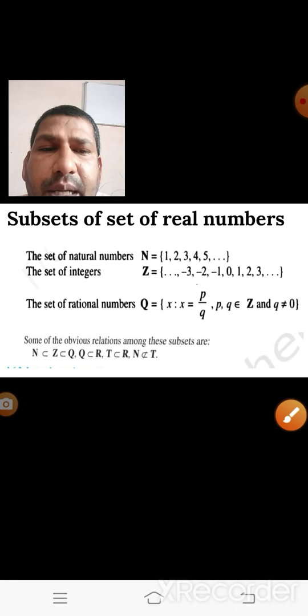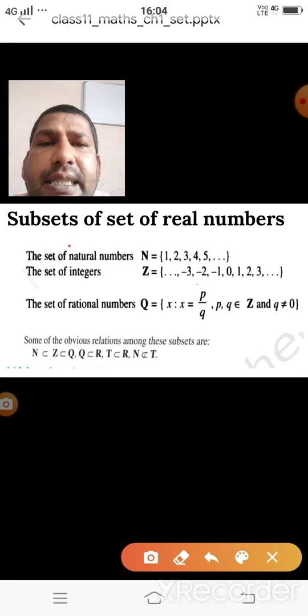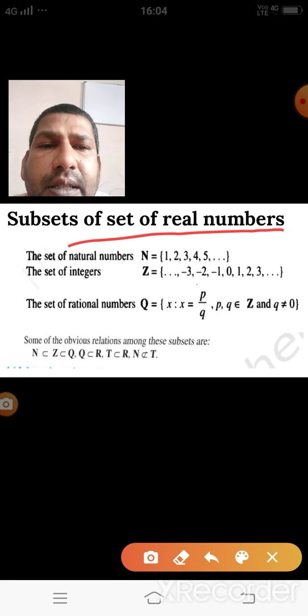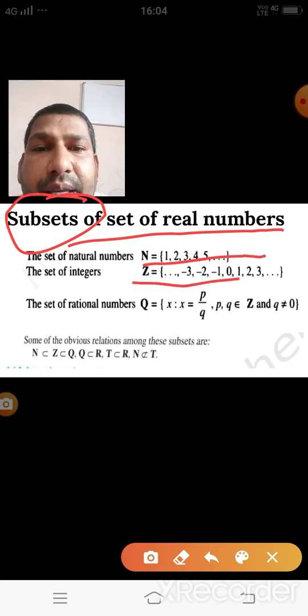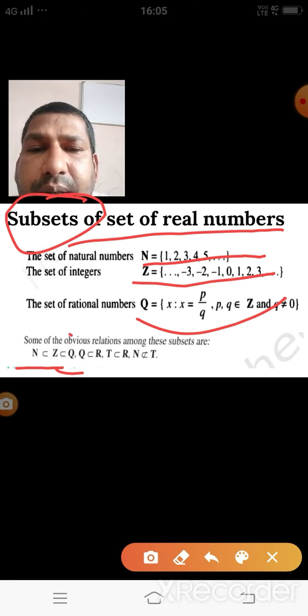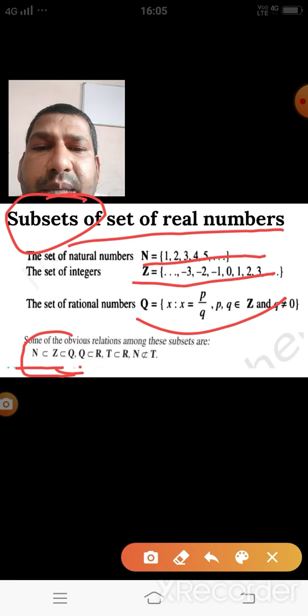Let us take some example. If you are considering the set of real numbers, then the subsets of real numbers are the set of natural numbers, the set of integers, and the set of rational numbers. Here I am using some abbreviations. Natural number is a subset of integer and integer is a subset of rational number. N is a subset of Z and Z is a subset of Q. Then the other one I am taking here, Q means the rational number. Rational number is a subset of real number.